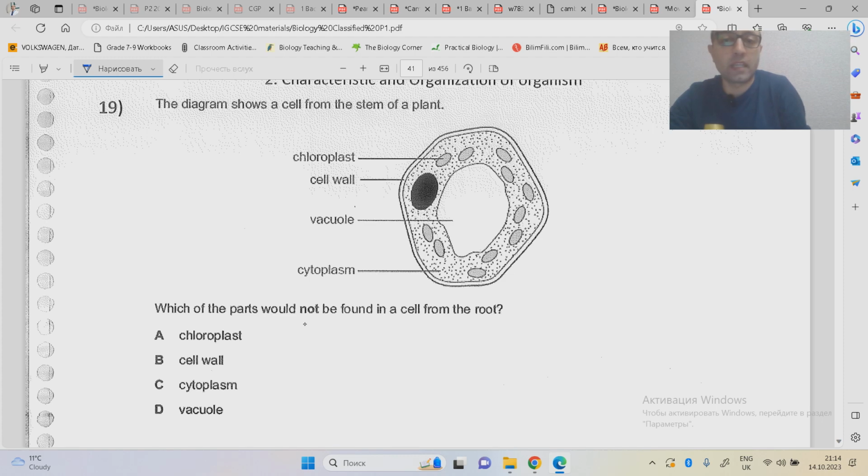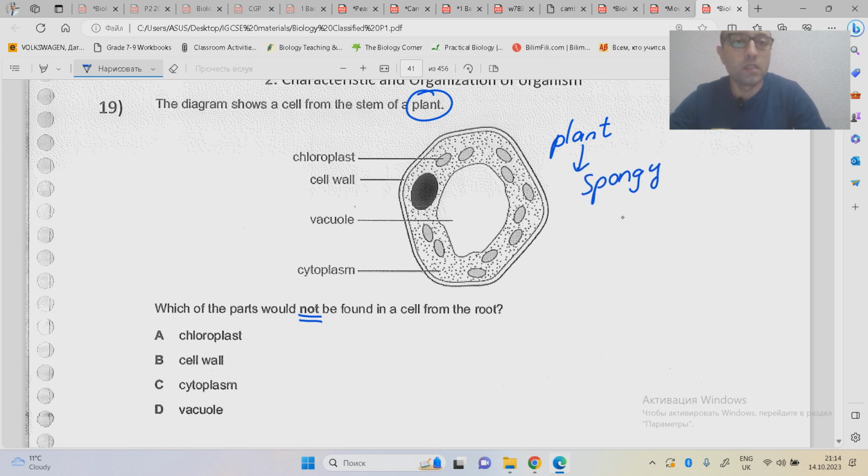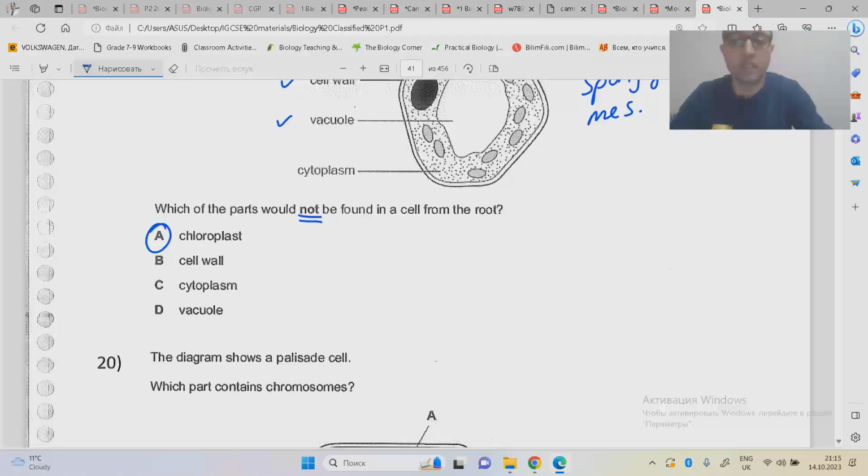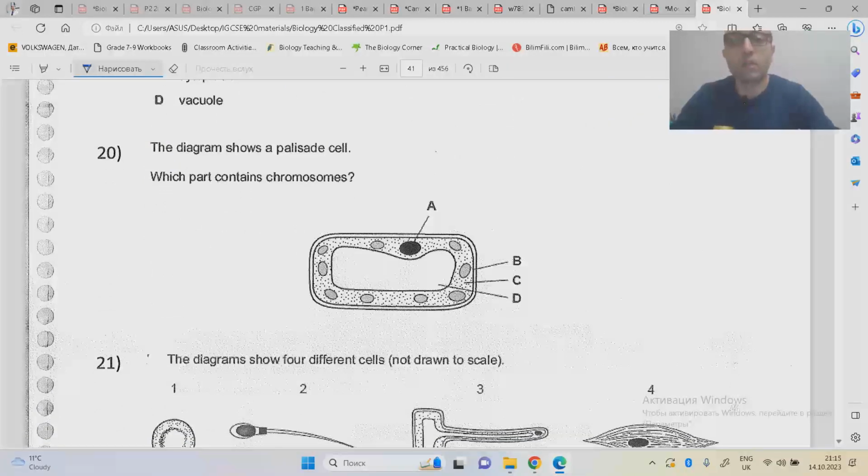Which of the parts would not be found in a cell from the root, guys? This is also a plant cell. You need to know that this is a plant cell because it's written. And this is a spongy cell, a spongy mesophyll, we are also calling it. One sign how we know that it's a plant cell is the cell wall. They have chloroplast, they have a large vacuole. So from the root, of course, root cells don't have chloroplast because there's no sunlight for photosynthesis.